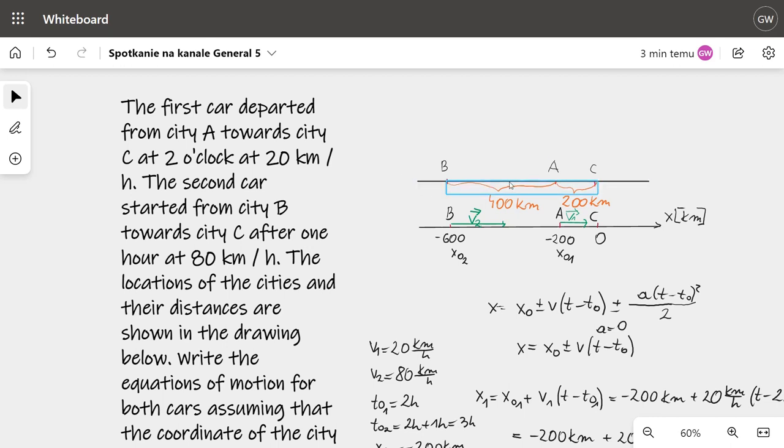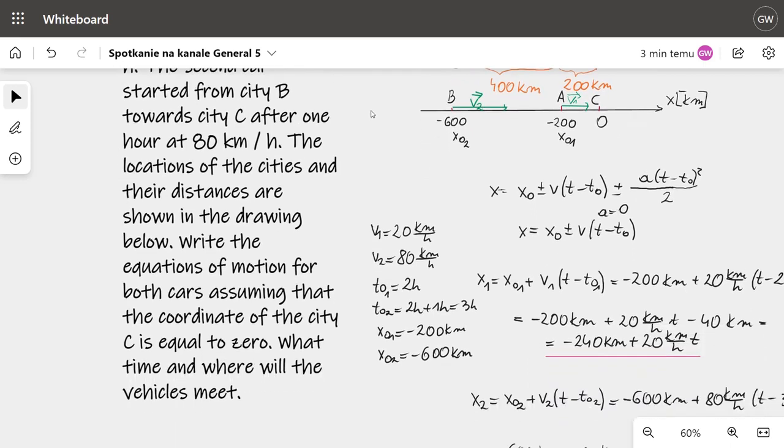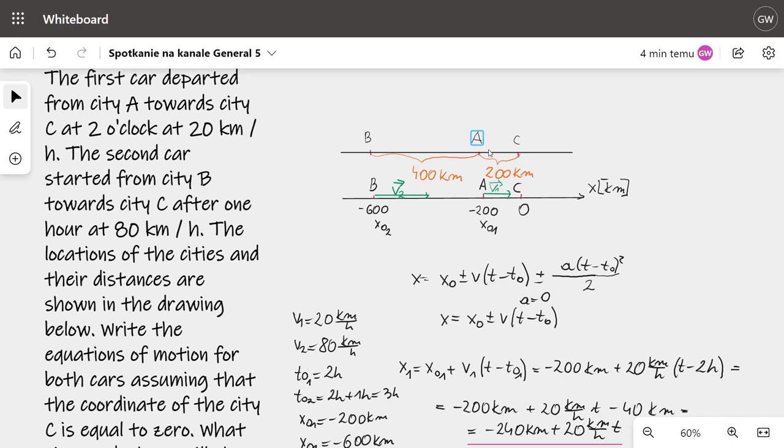It is here. Write the equations of motion for both cars, assuming that the coordinate of the city C is equal to 0. What time and where will the vehicles meet? The drawing is part of the data.